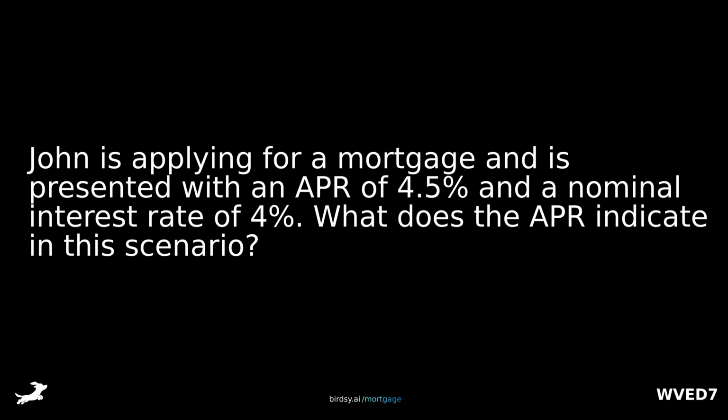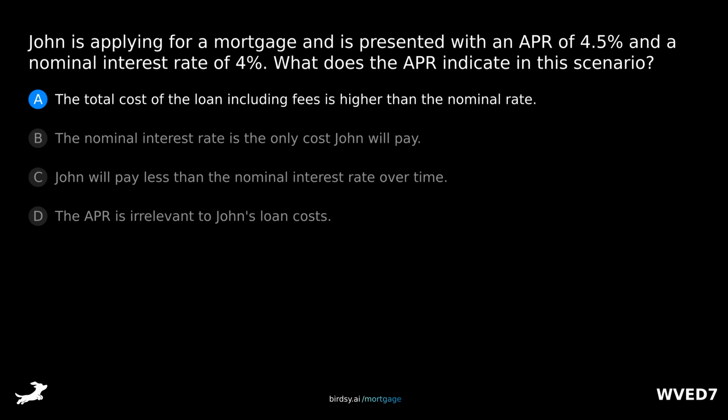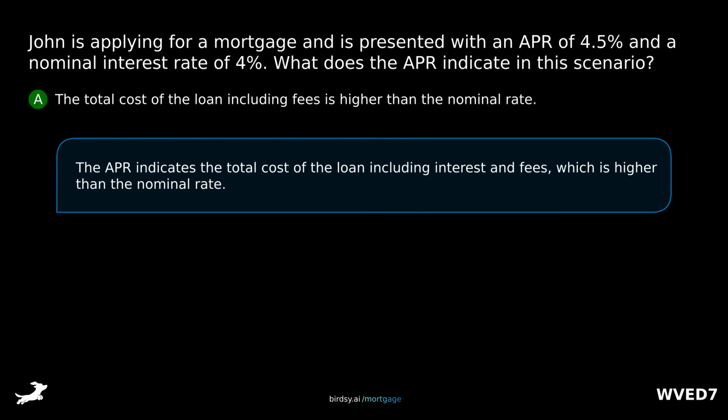insurance. John is applying for a mortgage and is presented with an APR of 4.5% and a nominal interest rate of 4%. What does the APR indicate in this scenario? Is it A, the total cost of the loan including fees is higher than the nominal rate? B, the nominal interest rate is the only cost John will pay? C, John will pay less than the nominal interest rate over time? Or D, the APR is irrelevant to John's loan costs? The answer is A, the total cost of the loan including fees is higher than the nominal rate. The APR indicates the total cost of the loan including interest and fees, which is higher than the nominal rate.